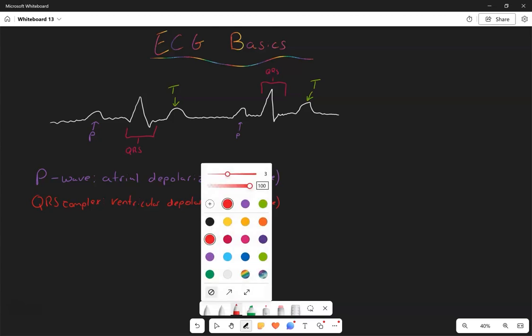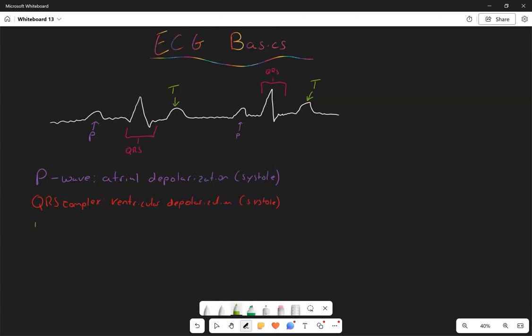Right. Then lastly, your T wave is going to represent ventricular repolarization. So this is when the cells are repolarizing. Okay, so this is going to be ventricular diastole.